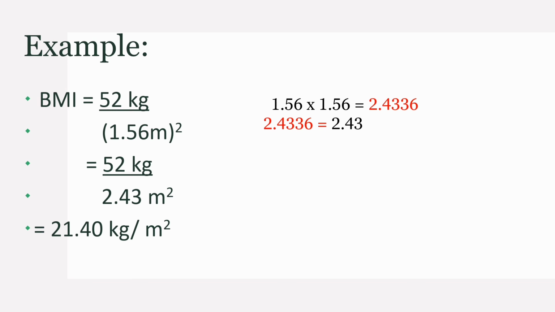Let's proceed with the computation. We have 52 kilograms over 2.43 meters squared. Divide it, and we'll have a quotient of 21.40 kilograms per meter squared. So this is our computed BMI. Again, 21.40 kilograms per meter squared.